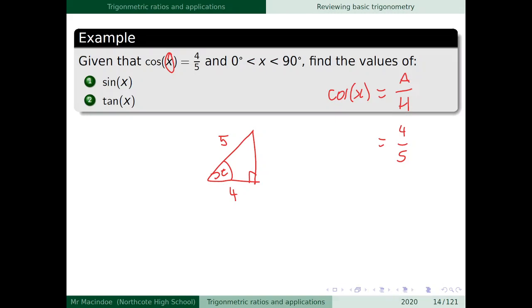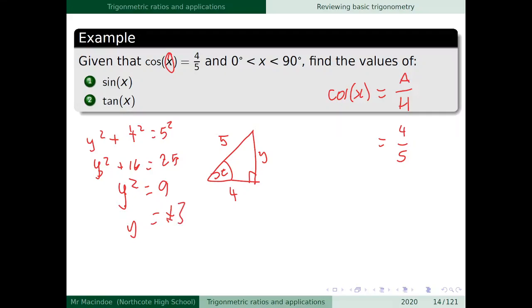So I know that whatever this opposite is, I'm just going to call it y. I know that y squared plus 4 squared equals 5 squared. So I get y squared plus 16 equals 25. And now y squared is equal to 25 minus 16. That happens to be 9. How convenient. So y is either plus or minus 3.